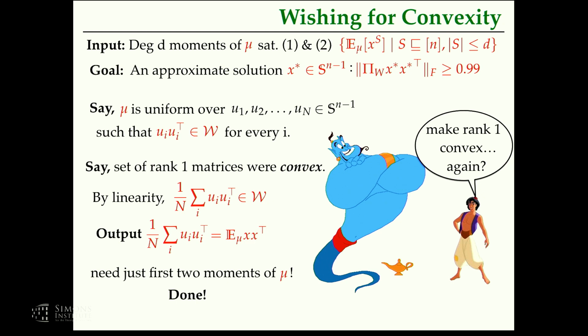One thing to notice also is that this expectation has entries which are just degree 2 moments of the distribution mu. So I don't even need the whole distribution mu for this algorithm to work. I just need the first 2 moments.